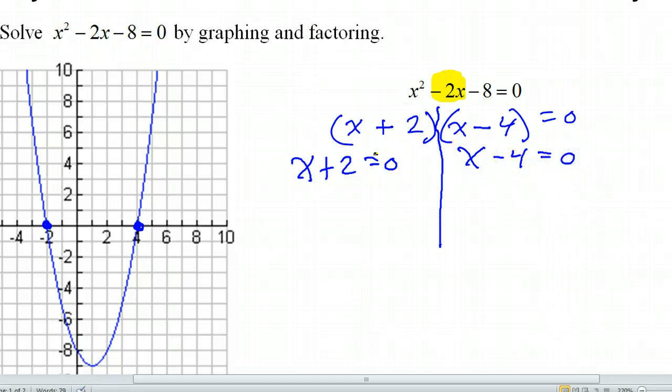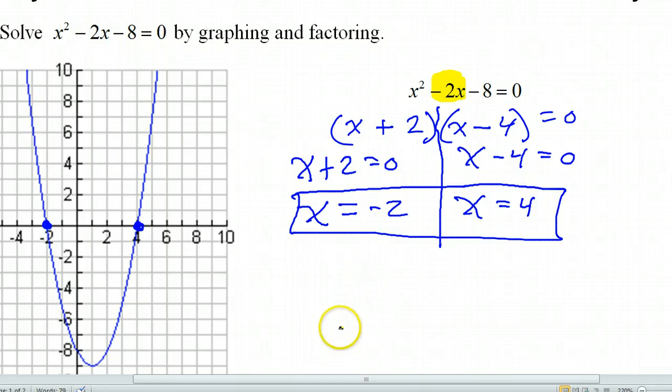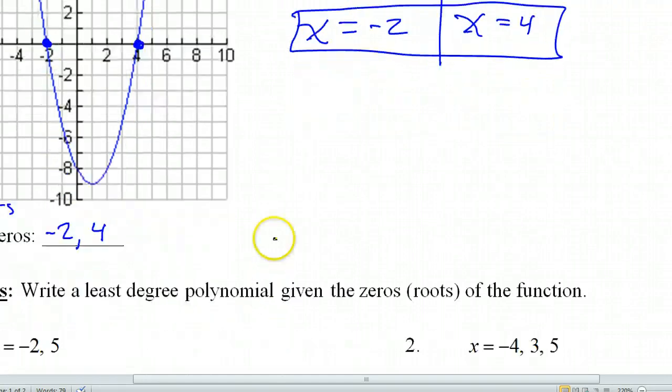By the way, these parentheses are called factors. So x + 2, that's a factor, and x - 4, that's a factor. So the factors very quickly give us the zeros or solutions. x = -2, x = +4. Again, notice that those solutions or zeros are the same thing that you get by looking off the graph and just seeing where it hits the x-axis.